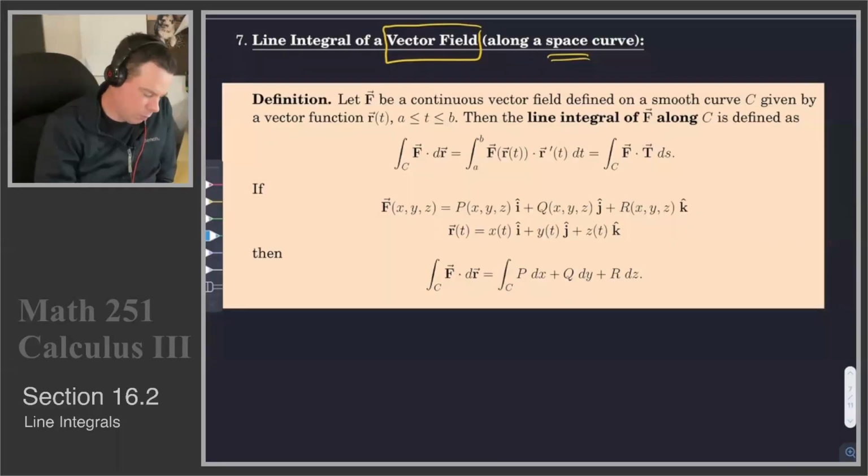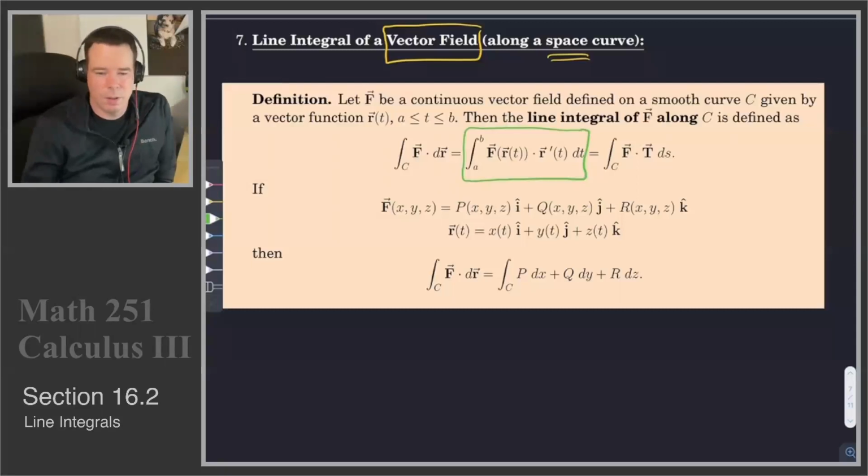And so that gives rise to this integral here. This is what we care about. The integral of our vector field evaluated at a point on our curve, dotted with the tangent vector to the curve. That gives us essentially our force in the direction of the motion. And then we integrate that with respect to t over the interval a to b.